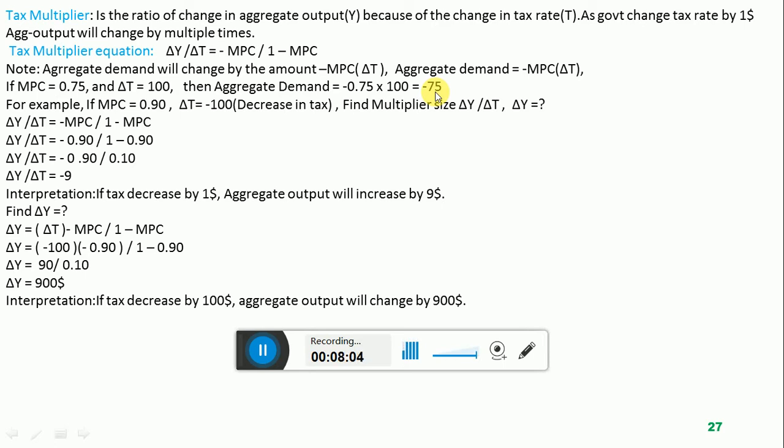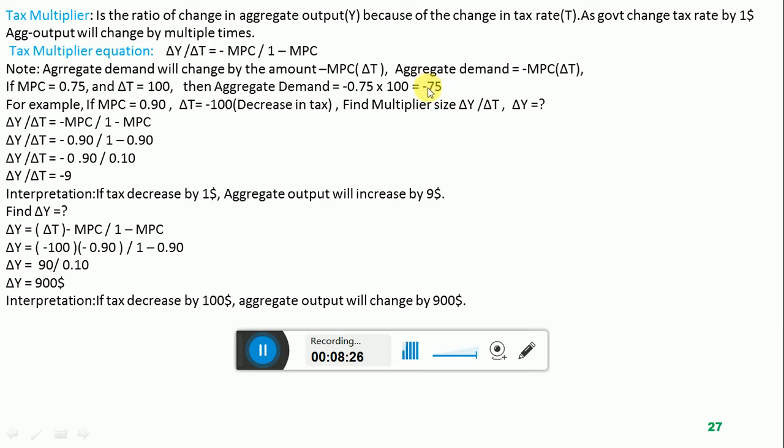When tax increases, the aggregate demand of the people will decrease. Why? Because the people are paying huge taxes. So when they are paying huge taxes, their investment will decrease, their demand for goods and services, their demand for labor, for capital will decrease. So it means when the government increases tax, demand will decrease.